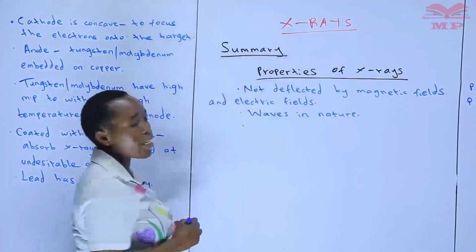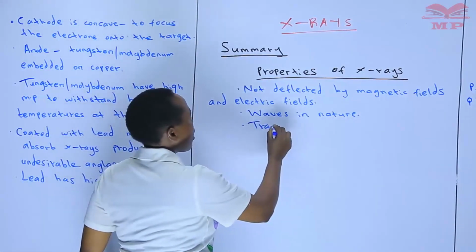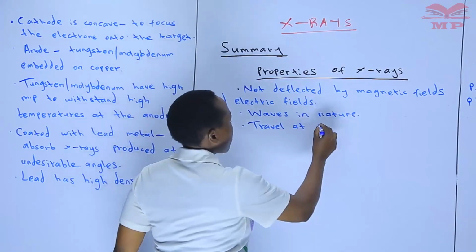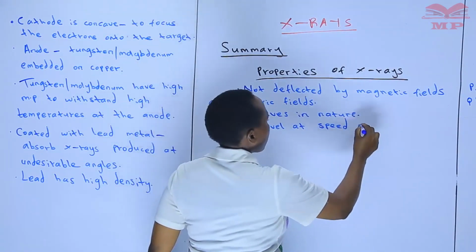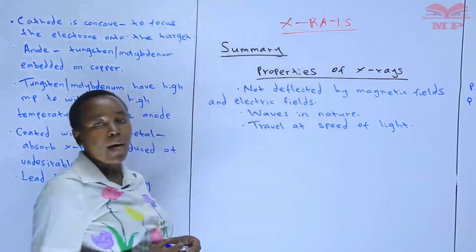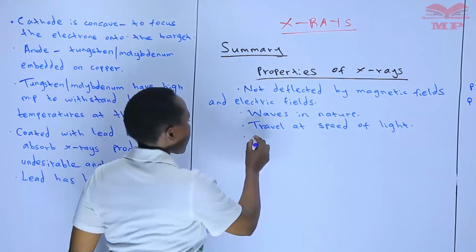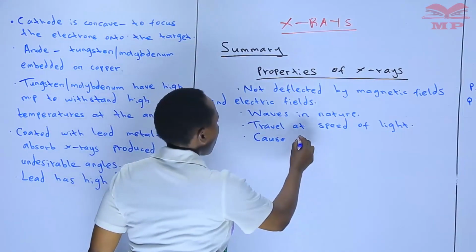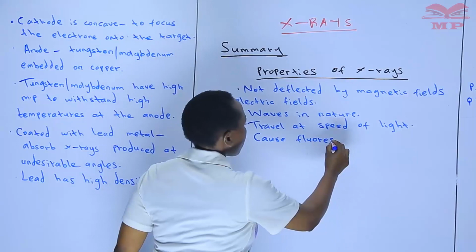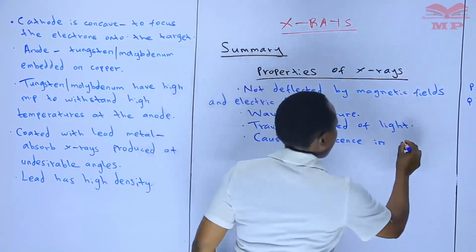Then we also said as part of the electromagnetic spectrum, they travel at the speed of light, which is 3 × 10⁸ meters per second. Again, with the X-rays, we say that they cause fluorescence in certain substances.